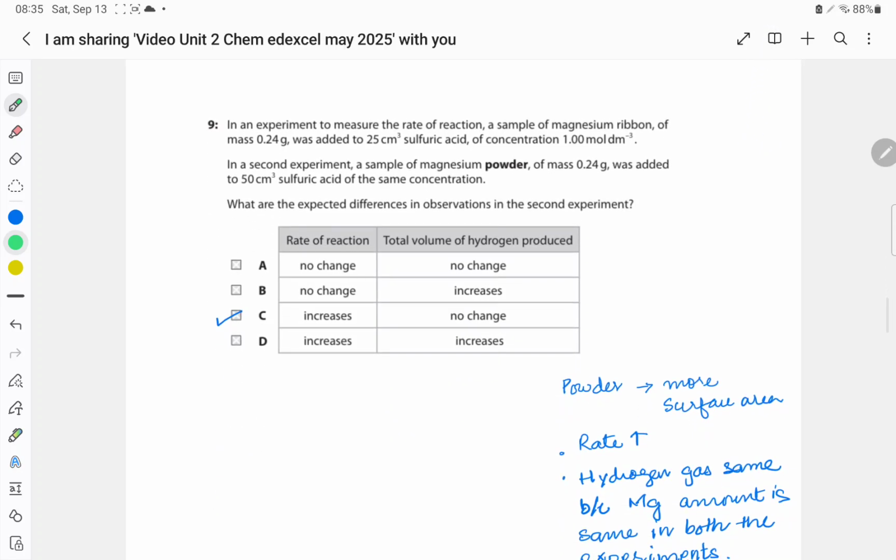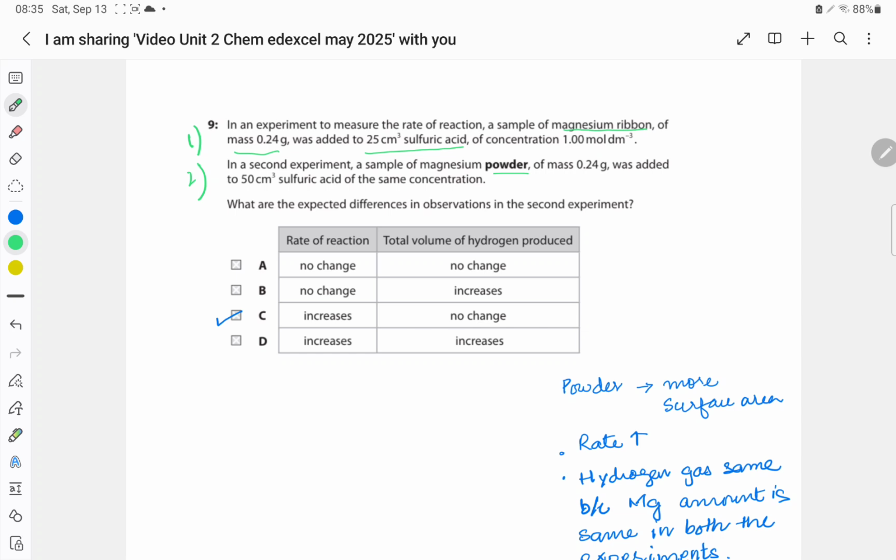Now we move on to question number 9, and it's basically about an experiment to measure the rate of reaction. We have got magnesium ribbon of mass 0.25 added to 25 centimeter cube of sulfuric acid of concentration 1 mole per dm cube. So basically you have two experiments. This is the first experiment, then we have a second experiment in which we have used magnesium in the form of a powder. So what they are asking is what are the expected differences in observation in the second experiment.